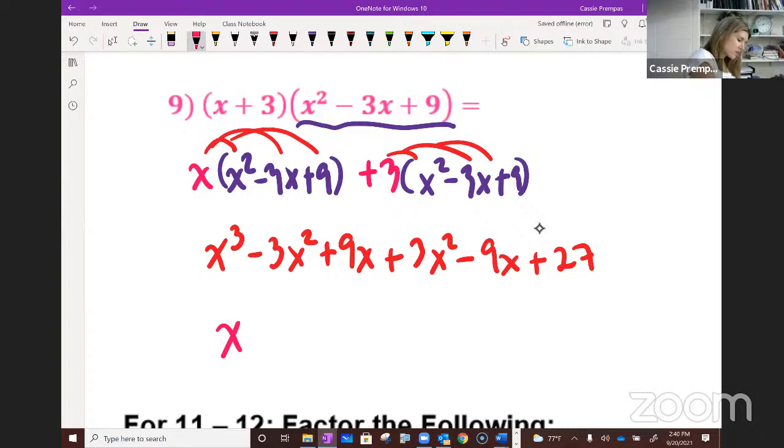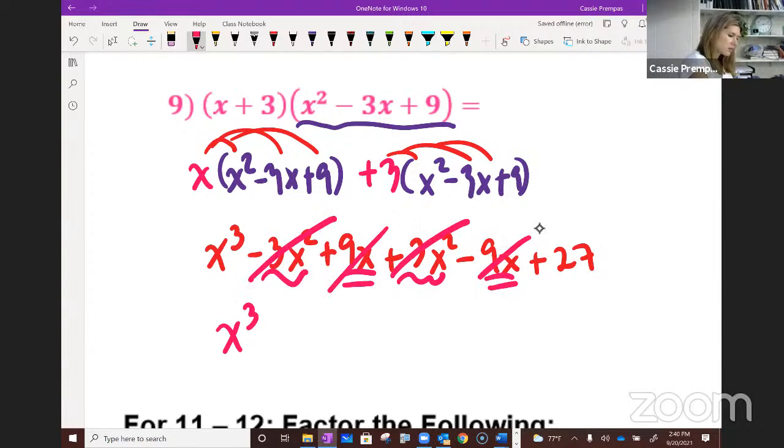And finally, I'll add up all my like terms. X cubed is the biggest, so that will stay. What happens with the negative 3x squared and the positive 3x squared? Cancel. How about the 9x and the negative 9x? Cancel. So all I'm left with is positive 27. So let's write that. The answer to this is x cubed plus 27.